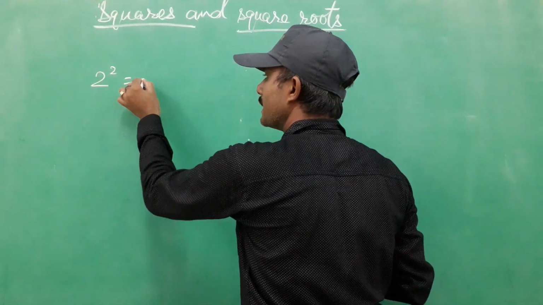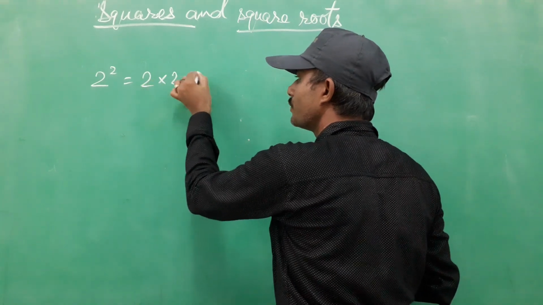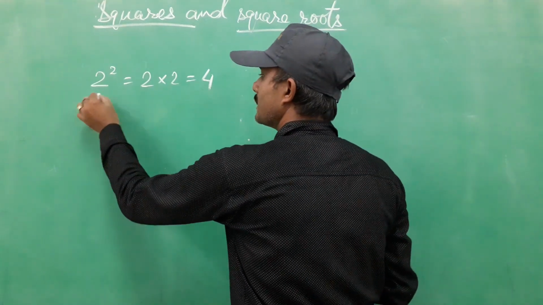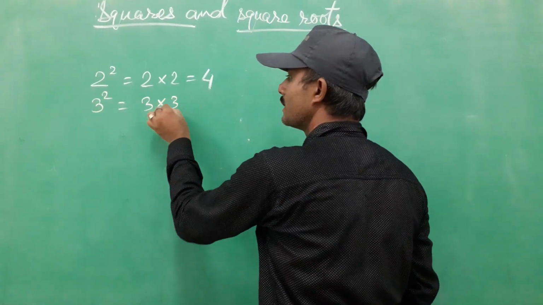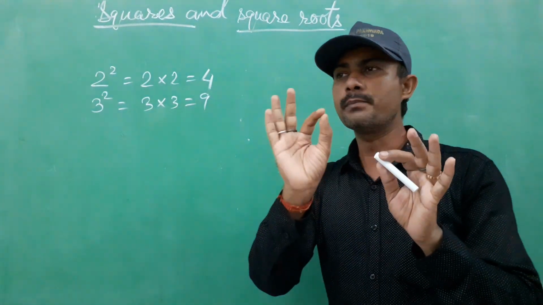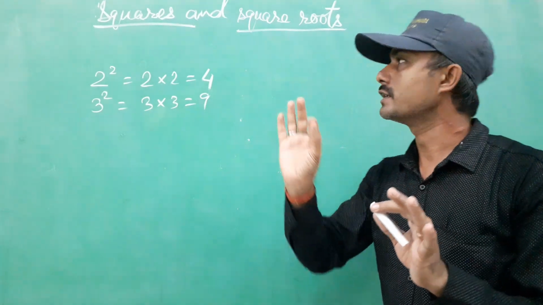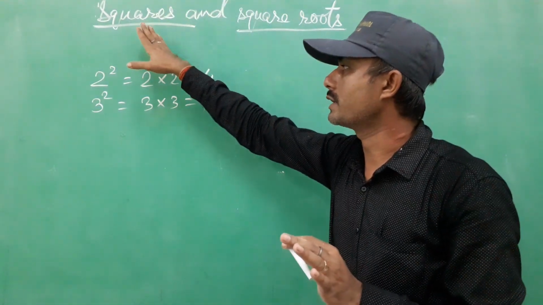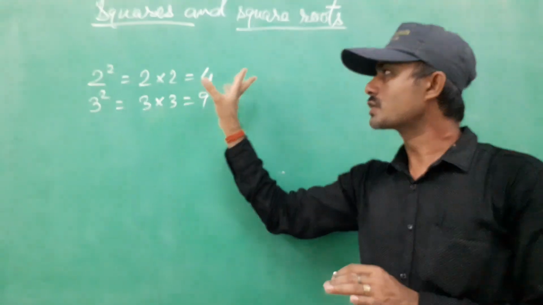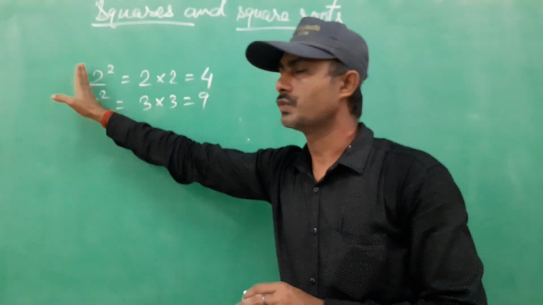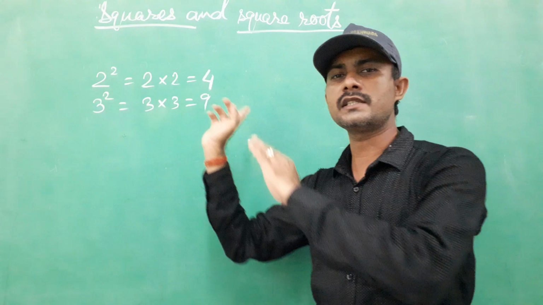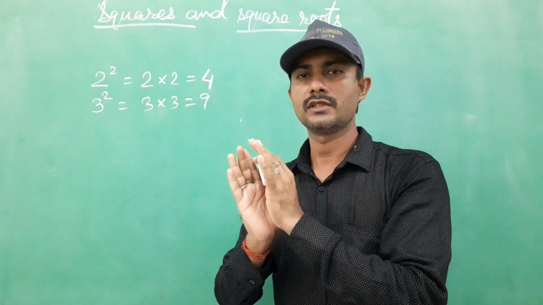2 square is 2 into 2 equals 4. 3 square is 3 into 3, 9. So this is simply the inverse of square. Square root is the inverse of square. So look here, square of 2 is 4. Square root of 4 is 2. Square of 3 is 9. Square root of 9 is 3. So this is simple.